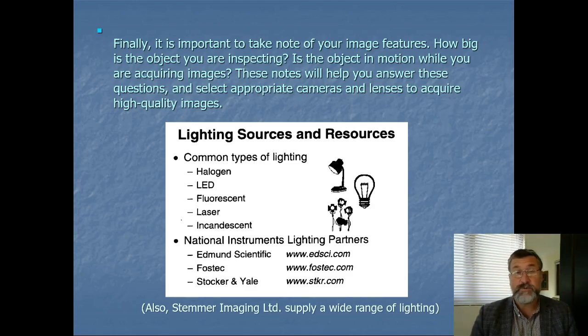So you don't really need strobes, which is just as well, because strobes involve complicated equipment, high voltages, possible radio interference, and it's a bit too complicated, by the way. So, lighting sources and resources. The common types of lighting that we've got here are listed there. Now, over the last 20 odd years, we used to use a lot of halogen or incandescent bulbs.